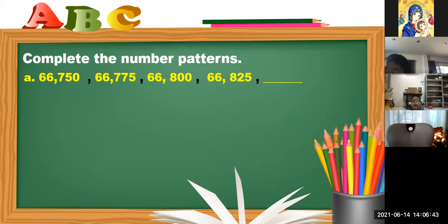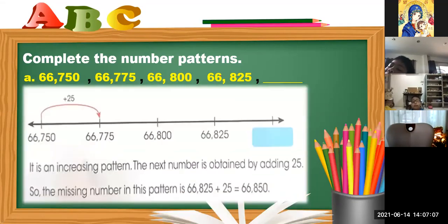Okay, you can see here the number patterns in here: 66,750, and then 66,775. Next, 66,800, and then 66,825. Now, what do you think is the pattern here? What do you think is the pattern here?